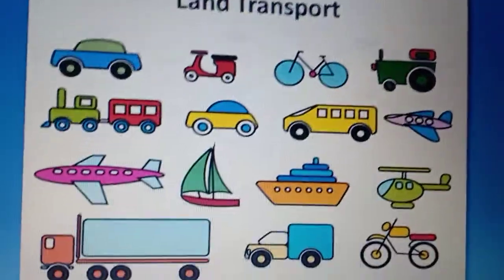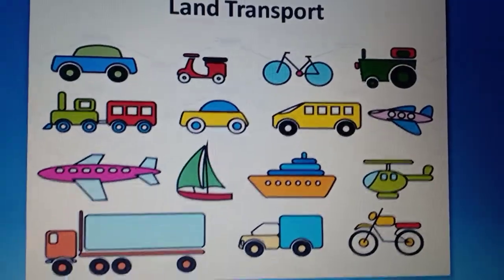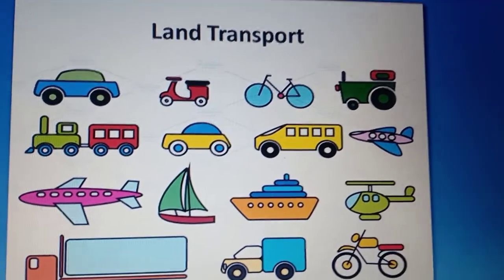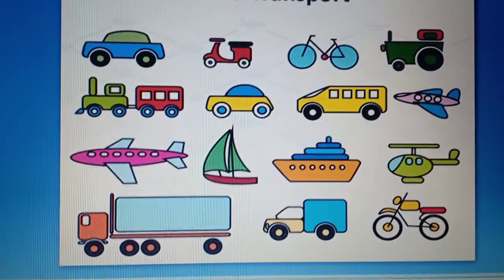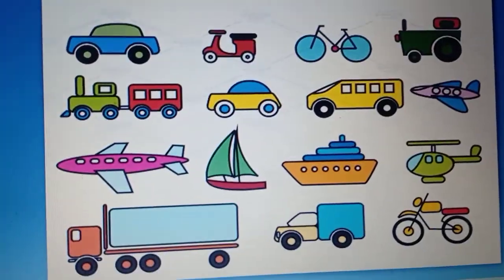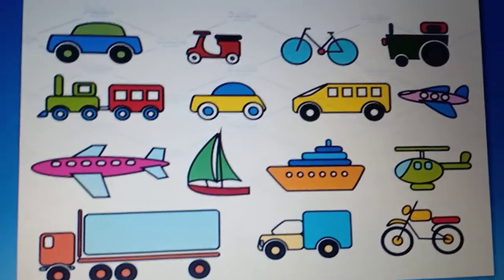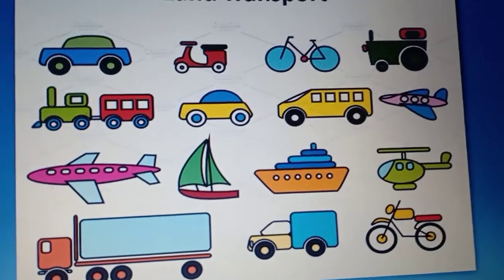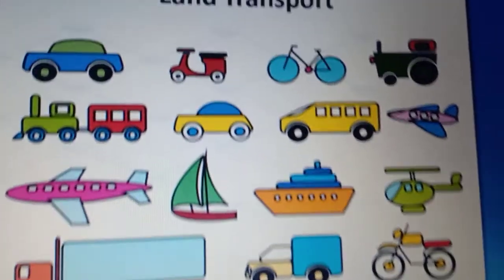Trains run on tracks. It is the fastest means of land transport. It takes us from one city to another. Some cities have metro trains also. They run within the city.